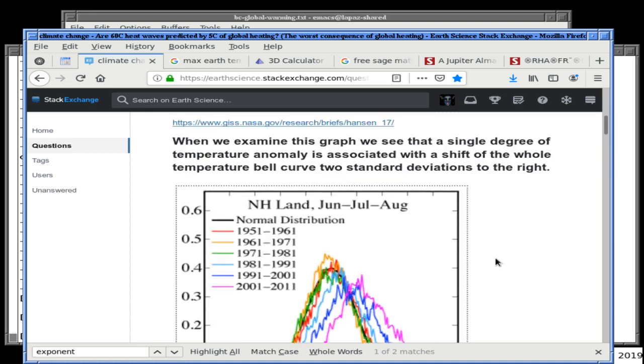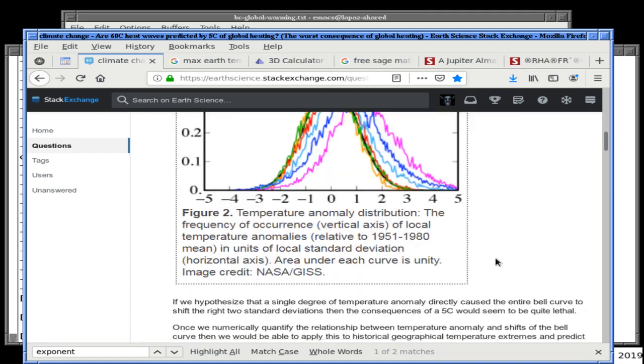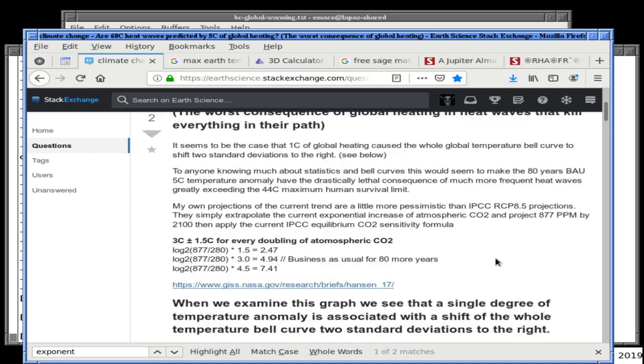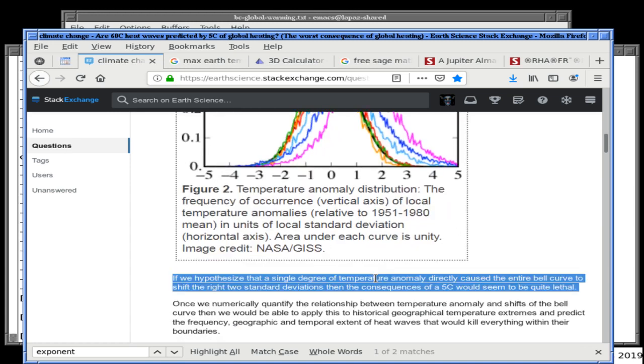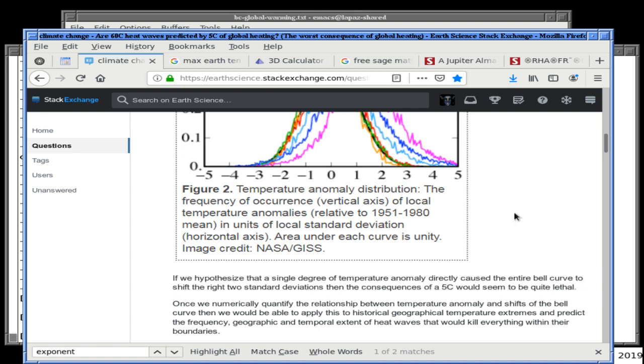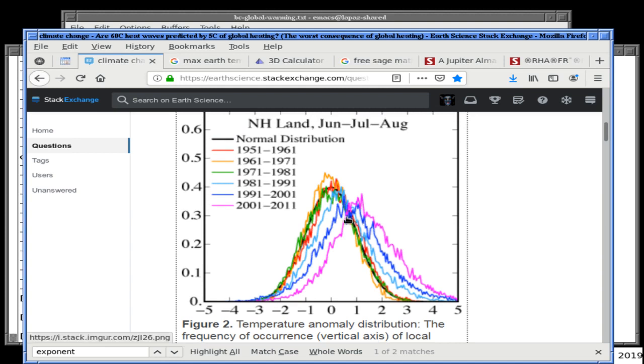So the other thing he says here is at the same time, the bell curve will shift two standard deviations to the right. And so that's okay. If you believe the standard deviation is 0.5 degrees Celsius, then the whole bell curve moves two standard deviations to the right if there's a 1 degree change. But then what he says here is, if we hypothesize that a single degree of temperature anomaly directly caused the entire bell curve to shift two standard deviations, then the consequences of 5 degrees Celsius would seem to be quite lethal. So he is saying that would be 10 standard deviations: if two standard deviations is 1 degree, 10 standard deviations is 5 degrees.